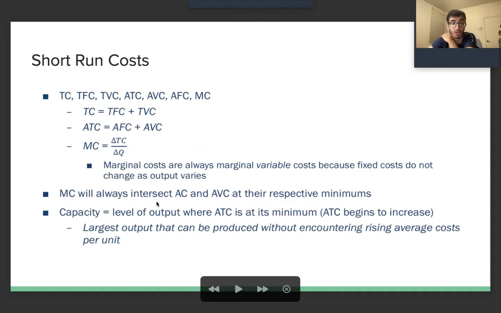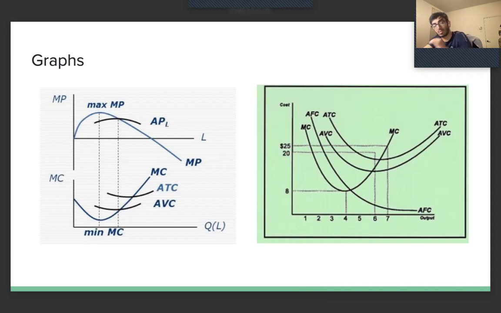And marginal cost always intersects average costs and average variable cost at their minimums. And we'll see all the graphs in a sec. And capacity is just a term for the output where the average total cost is at the minimum. So where the marginal cost intersects the average total cost. Okay, so let's look at the graphs.